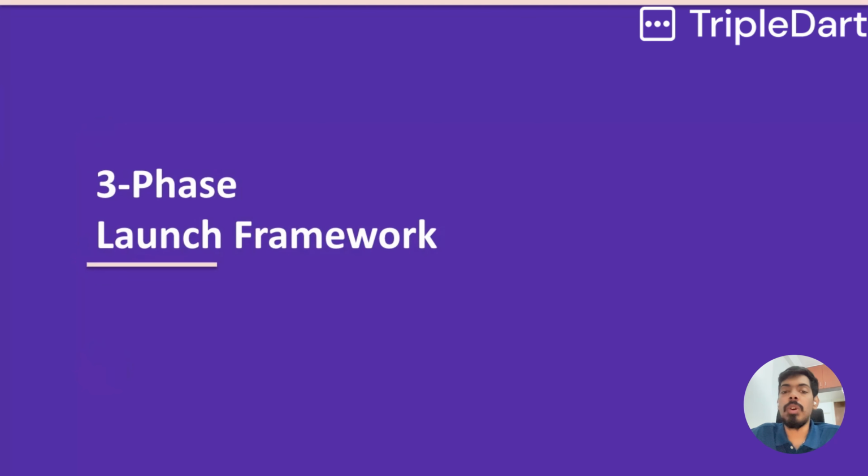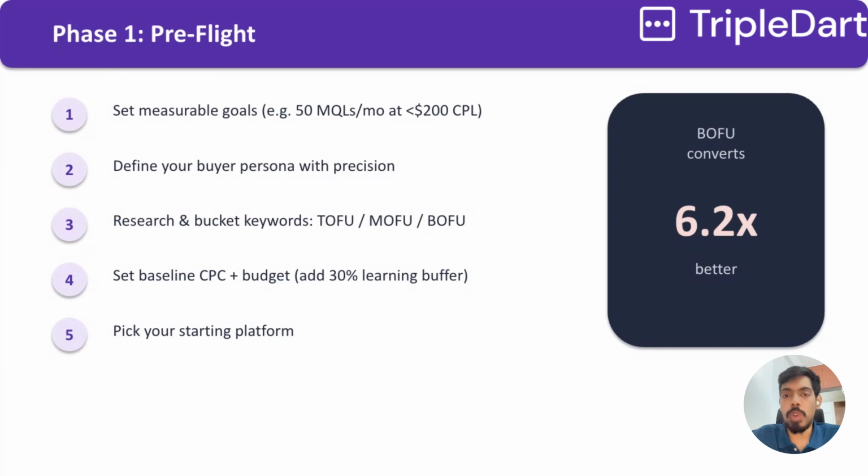Now let's get to how to actually structure a PPC launch strategy, right? We'll go phase by phase. Phase 1, before spending anything, set specific goals. Define your buyer persona clearly. Bucket your keywords into top, middle, and bottom of funnel and set a CPC baseline with a 30% buffer for learning. Pick one platform first. Bottom of funnel keywords typically convert almost 6 times better, so start there.